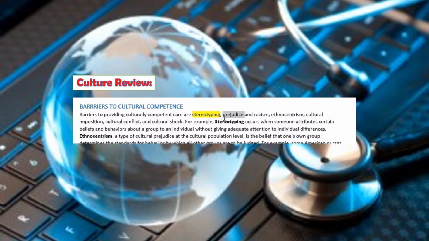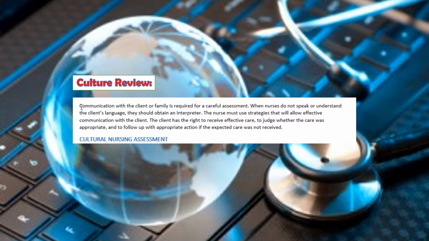Prejudice, racism, ethnocentrism, cultural imposition, cultural conflict, and cultural shock. All these things are important for us to revisit while we're talking about community health. Okay? You need to be able to define what these are, and you should be able to give examples of those.